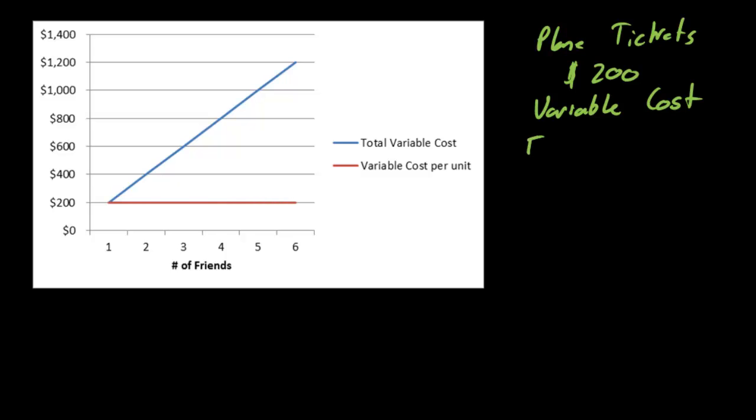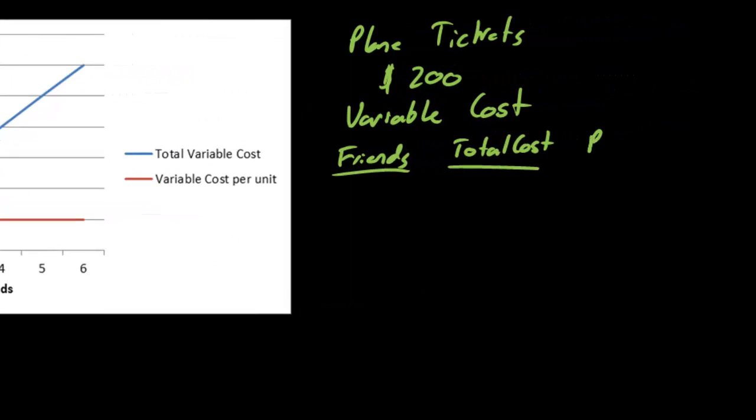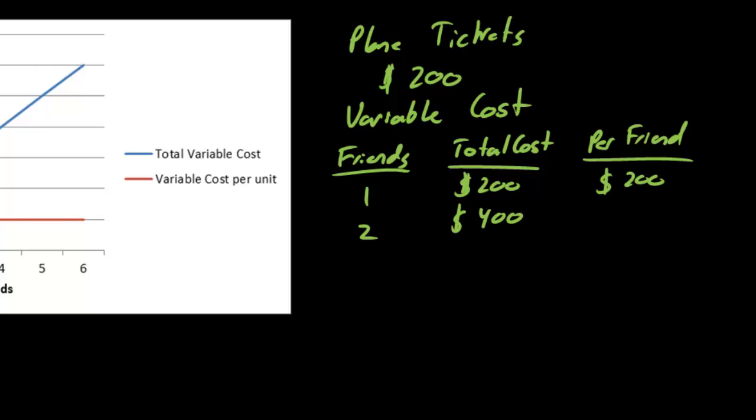Let's say the number of friends we invite, the total cost, and then the cost per unit or the cost per friend. Okay, if we invite just ourselves, just one person, the total cost is going to be $200. Per friend, for us, it's going to cost us $200. If we invite 2 people, the total cost is going to increase to $400. But per friend, each of us is still only going to pay $200. We're each going to pay $200 for our plane ticket. If we invite 3 friends, the total cost is going to increase to $600. But still, per friend, it's only $200.